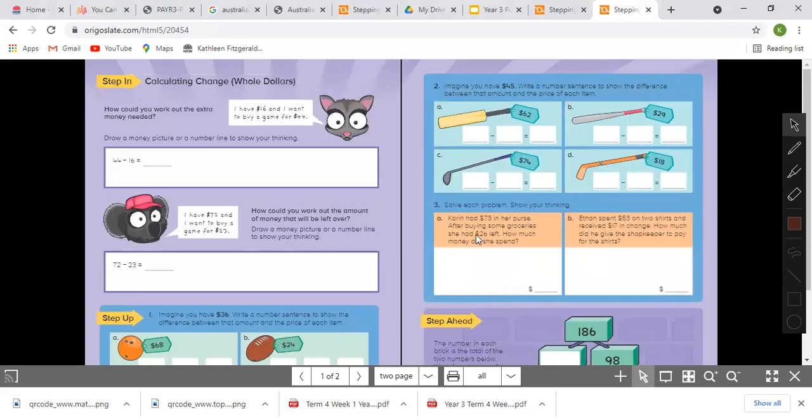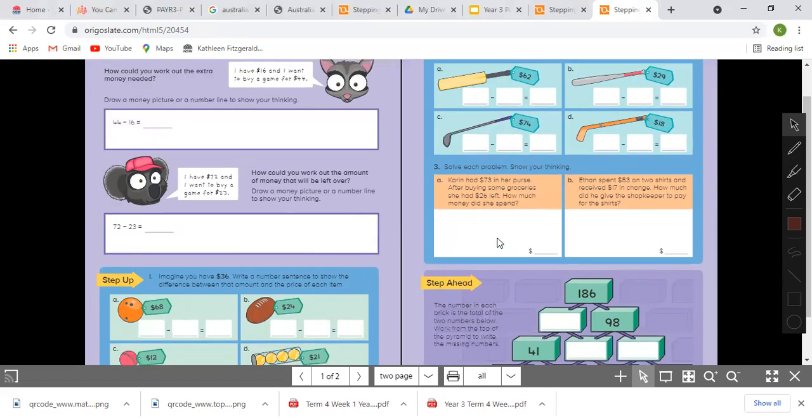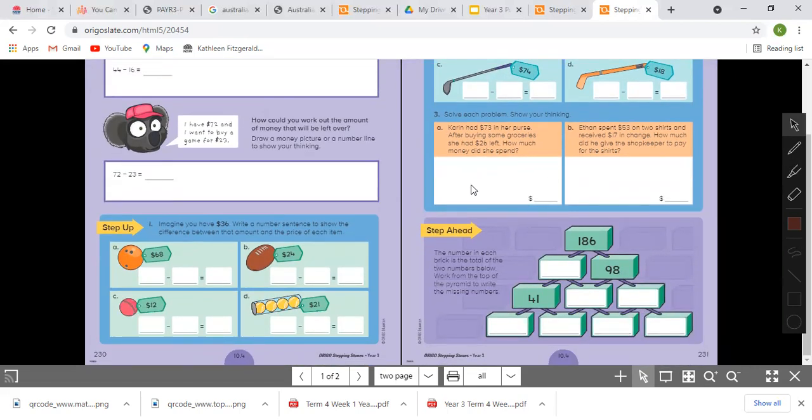Okay, imagine you have $45. Write a number sentence to show the difference between that amount and the price of each item. Okay, doing exactly the same thing as we've been doing over on the other page. And you need to show your thinking here, which is an important part of maths. Karen had $73 in her purse. After buying some groceries, she had $26 left. How much money did she spend? Again, you're taking away or subtracting.